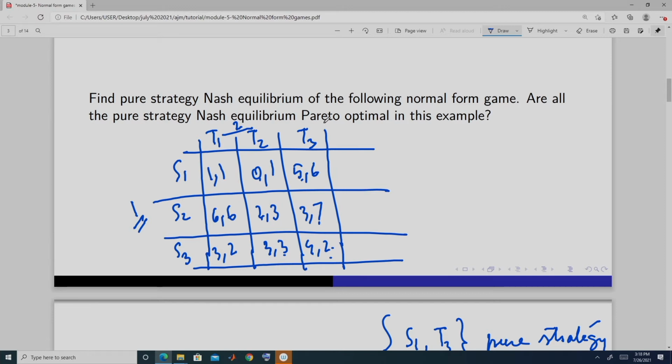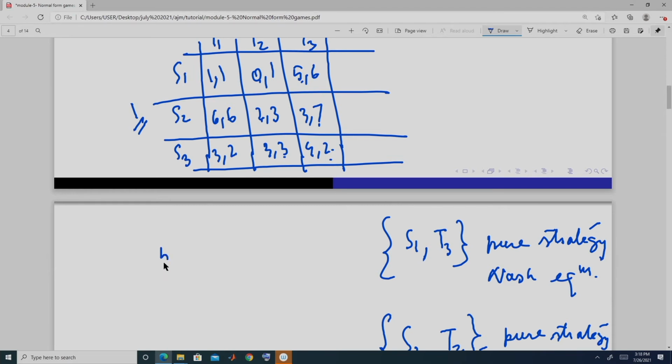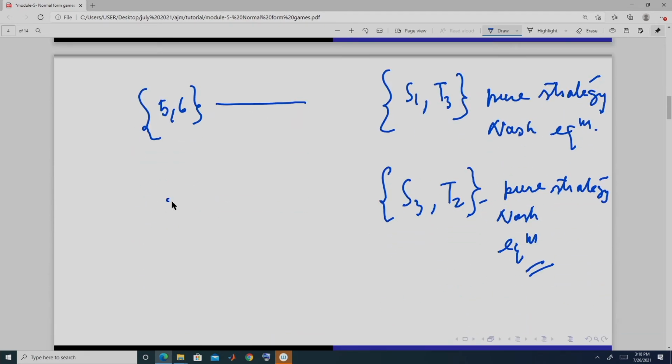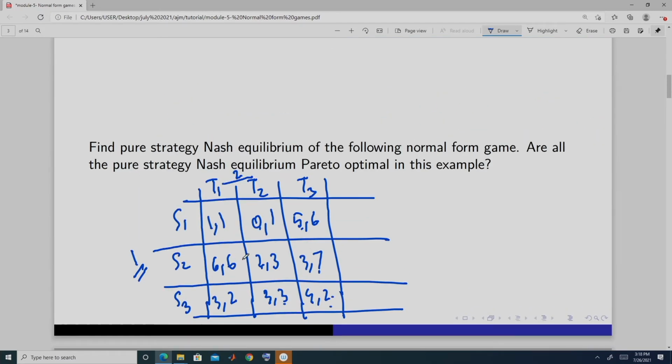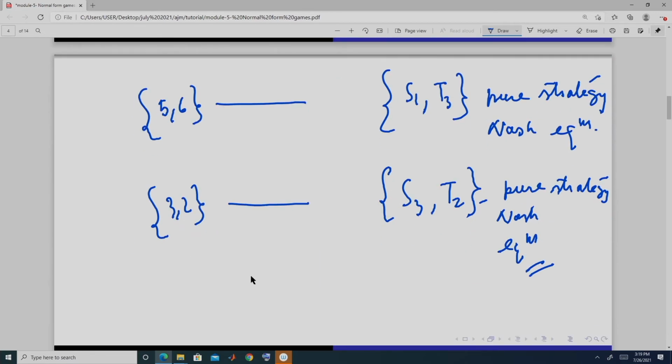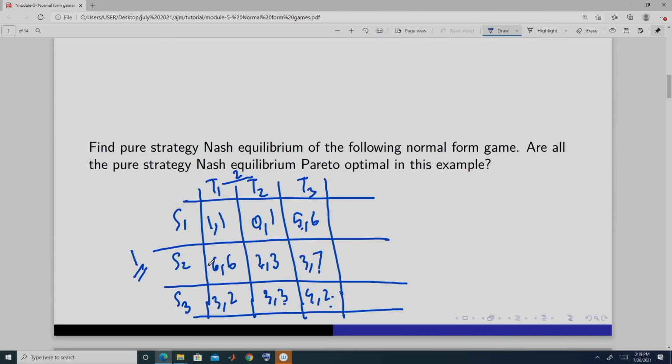Now, the next question is, are all the pure strategy Nash equilibria Pareto optimal in this case? So, what are the Nash equilibrium payoffs? One is 5, 6, when we have this as a Nash equilibrium. Another is 3, 2. But we have a payoff like 6, 6. We also have a payoff like 3, 7, but this is not, but this is Pareto optimal. If we move from 5, 6 to 6, 6, we are keeping the payoff of player 2 the same, but we can improve the payoff of player 1.